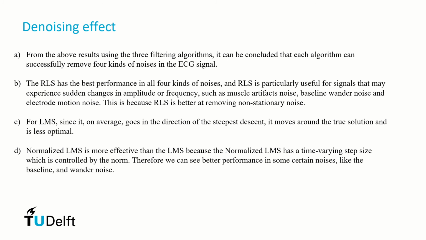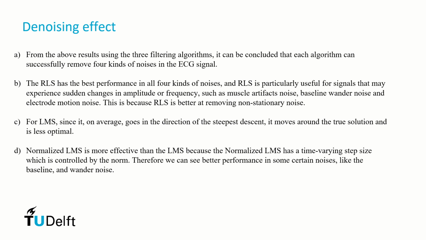So here comes the conclusion of the denoising effect. From the above results using the three filter algorithms, it can be concluded that each algorithm can successfully remove four kinds of noise in the ECG signal. And RLS has the best performance in all four kinds of noises. RLS is particularly useful for signals that may experience sudden changes in amplitude or frequency, such as muscle artifact noise, baseline wander, and electrode motion noise. This is because RLS is better at removing non-stationary noise.